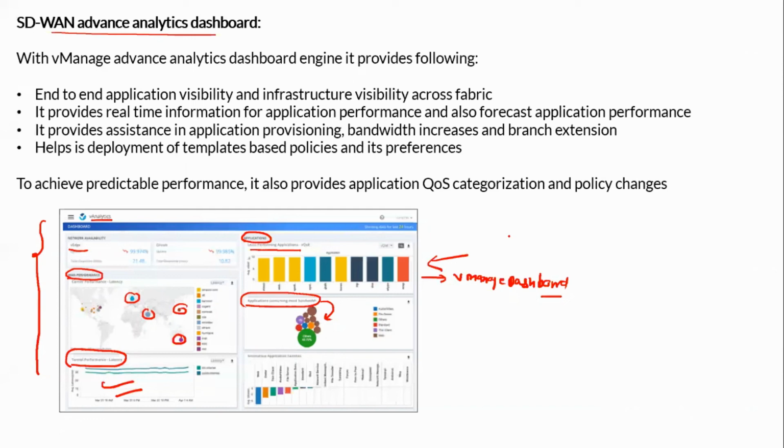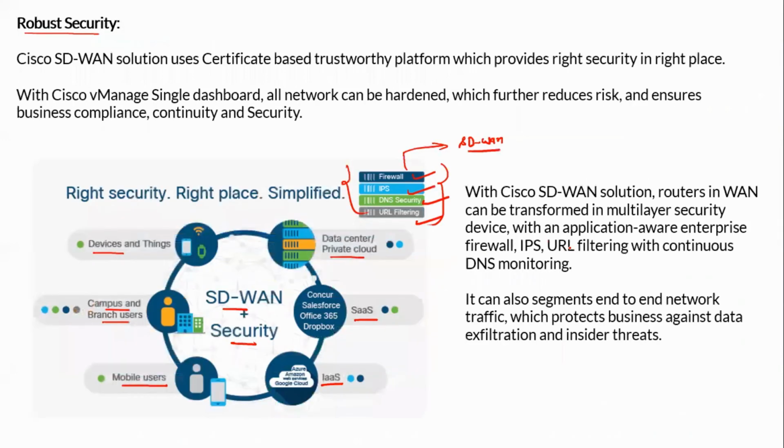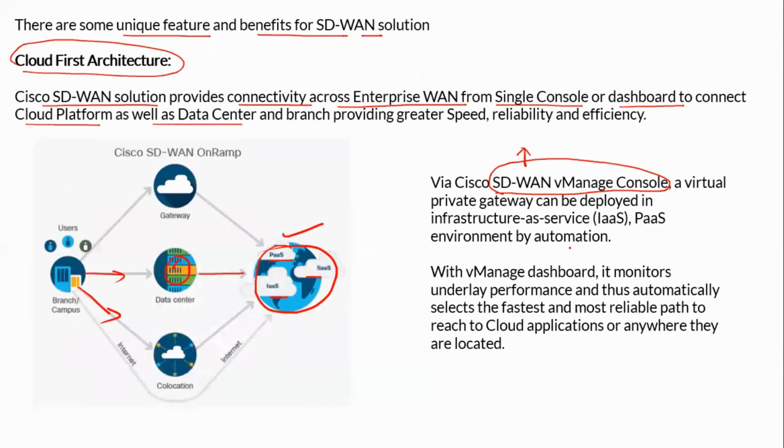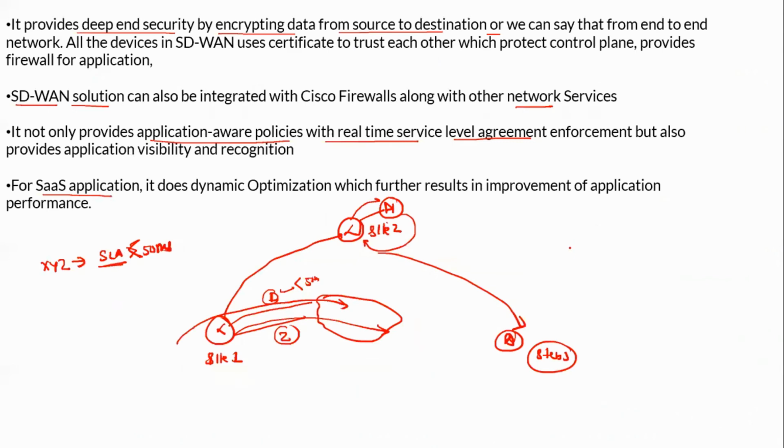So basically, while calculating the link behavior or link performance, it uses the BFD protocol. I'll come to that later: how BFD works, what those samples are, how many samples it takes to calculate. So there is a timer and samples. Okay, so this is how SD-WAN provides security, how it provides an analytics dashboard, how it provides a cloud first architecture, and what all the benefits are in the SD-WAN solutions.